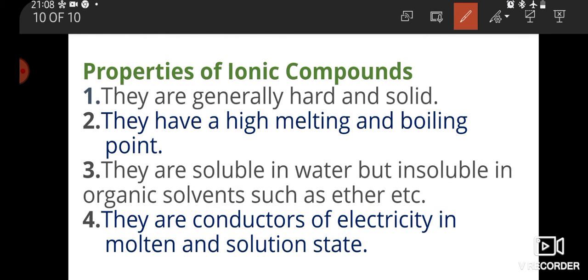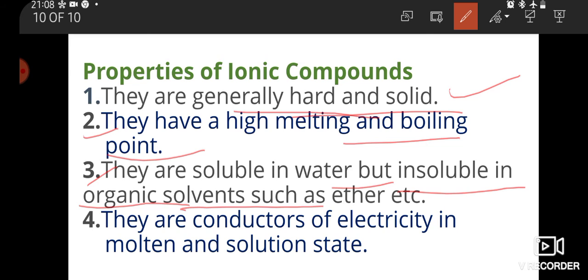Here again I repeat. They are generally hard and solid. Next, they have a high melting and boiling point. Next, they are soluble in water but insoluble in organic solvents such as ether, etc. Next, they are conductors of electricity in molten and solution state, meaning in solid state they do not conduct electricity, but they conduct electricity in molten state.